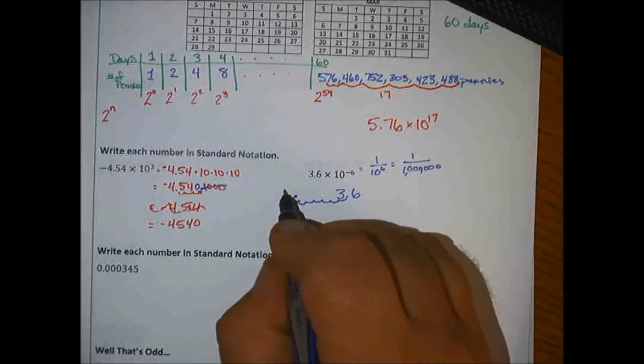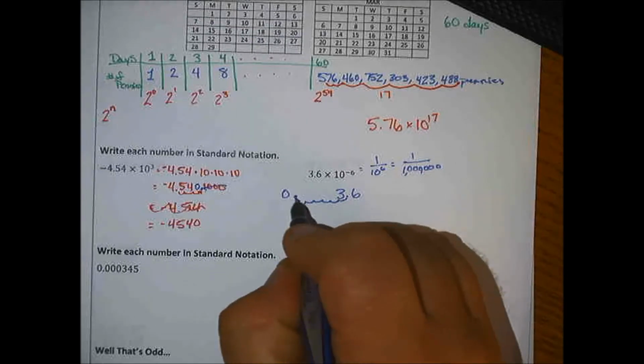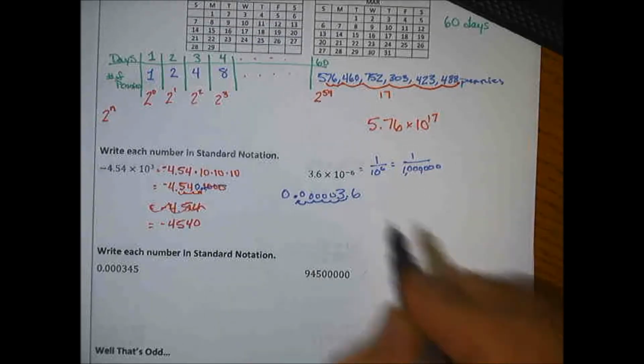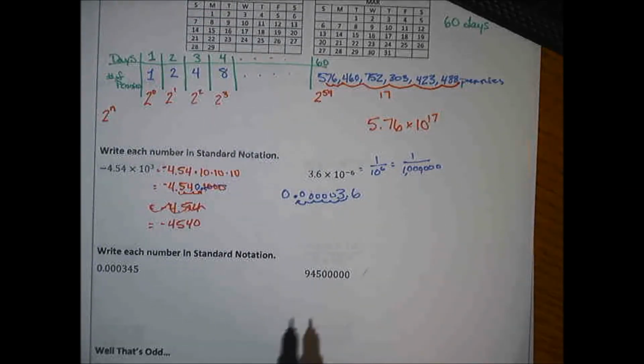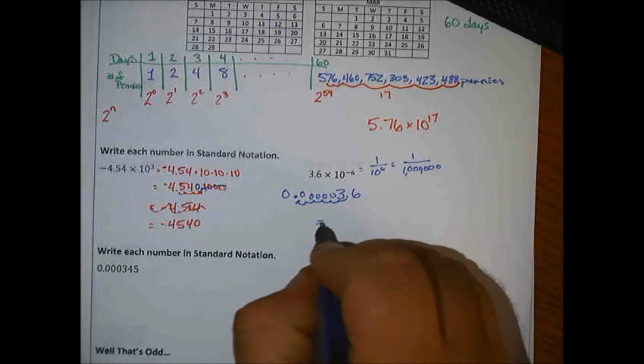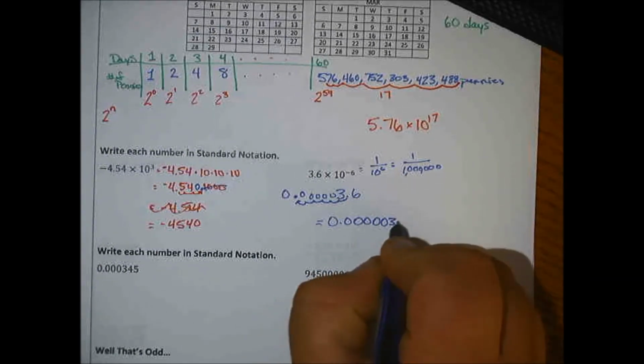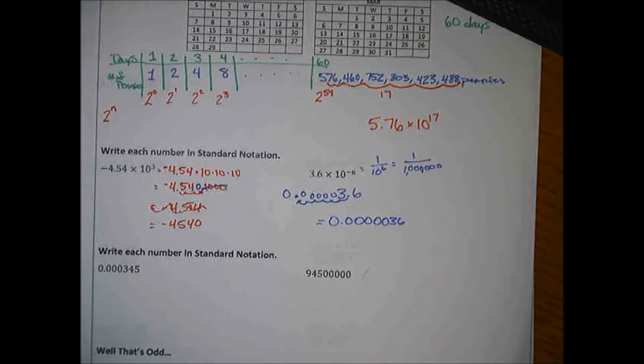So the decimal's now there. I always put a 0 in front so I don't miss that decimal. And we have 5 zeros in there. I fill in every one of those bumps there with zeros. So my answer, 0.0000036.